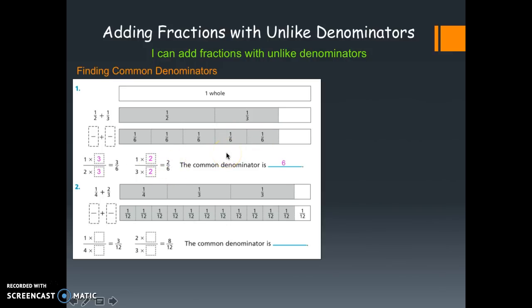So our common denominator is 6. And our new fractions are going to be 3/6 plus 2/6. They're still equal to each other. And when we add them up, you can see that's when we get the 5/6.